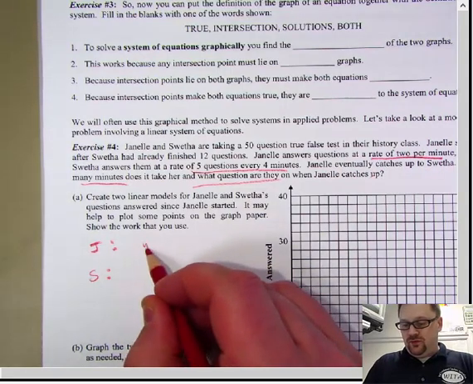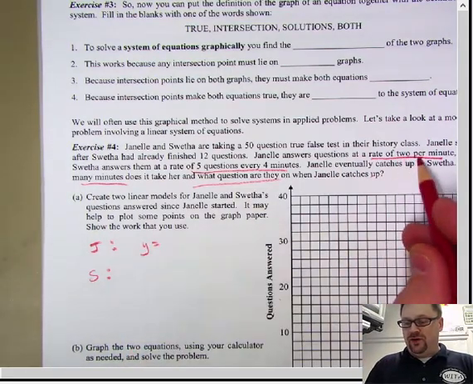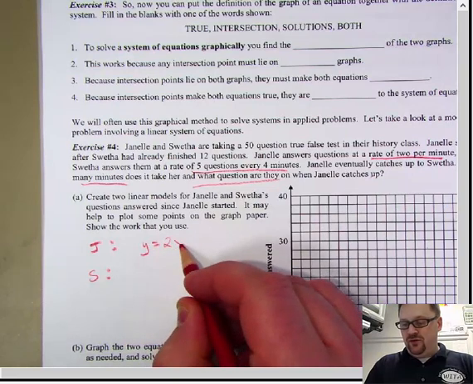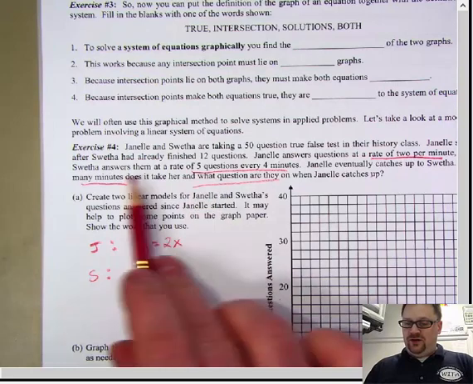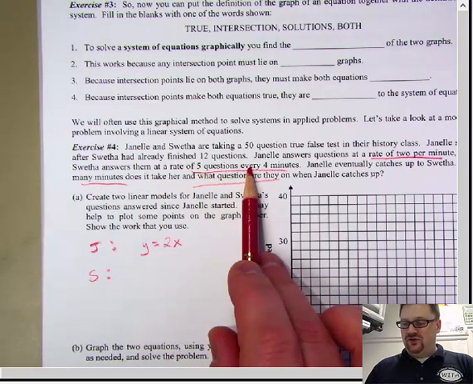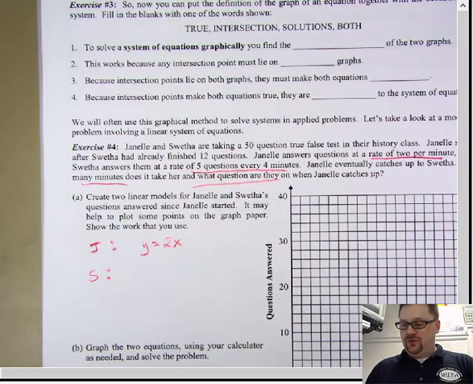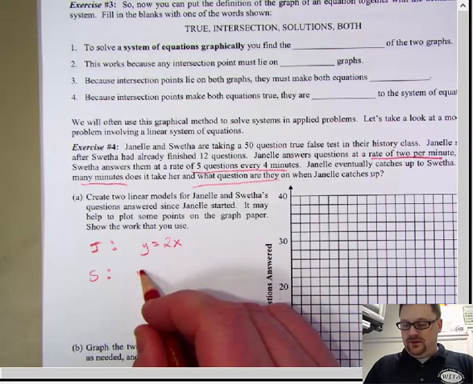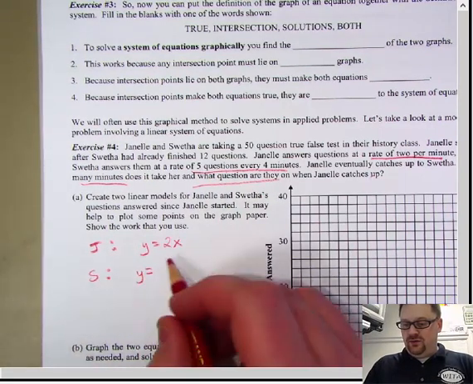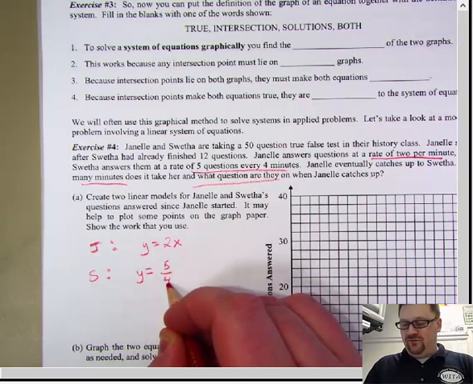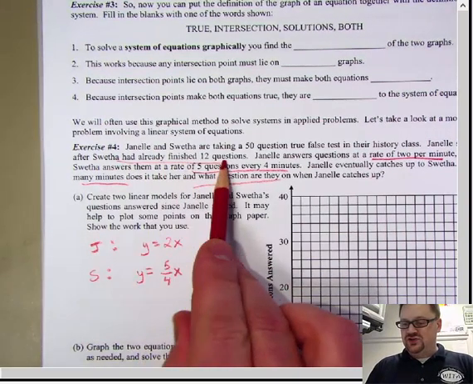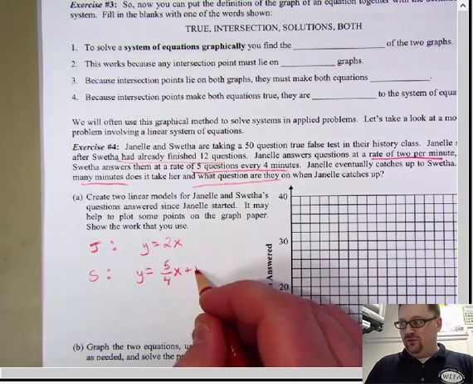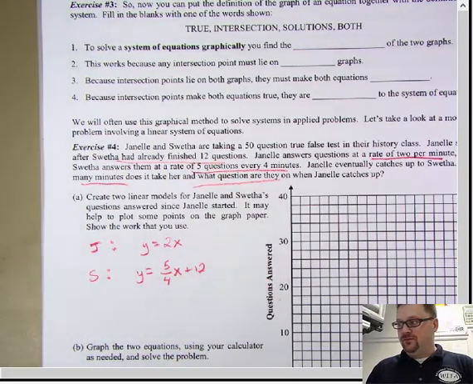Well, we know that a rate of 2 per minute means slope, so that would be y equals 2x. And then Swetha answers at a rate of 5 questions every 4 minutes. And it does say that she already finished 12 questions, so we've got to include the 12 questions that she already did.